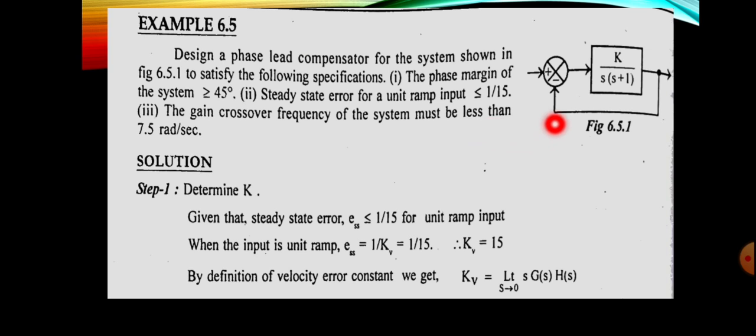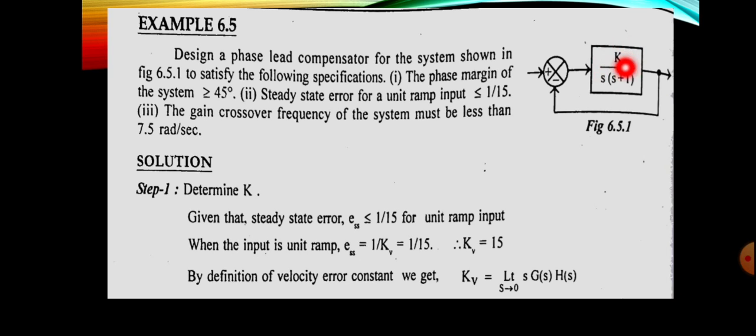So the closed loop system is shown here, and it has an open loop transfer function k by s into s plus 1, and here the feedback is 1. First of all, we have gone through the design procedure for lead compensator in the previous video, and we need all the steps of that procedure. We start solving this problem by taking this function, k by s into s plus 1.